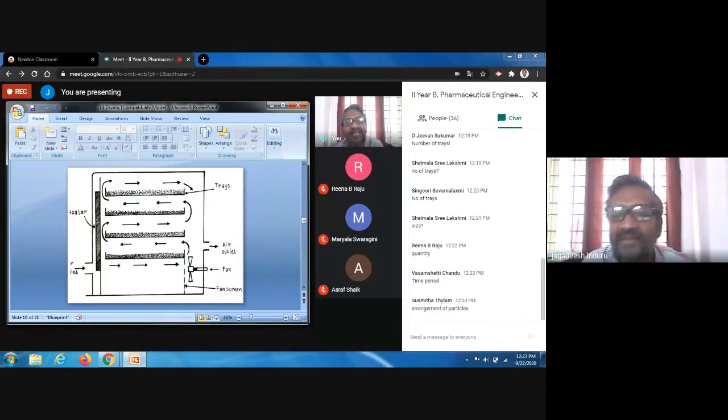It will be getting delayed. Arrangement of the particles, absolutely correct. So the thickness of the bed, the quantity of what Reena has given, will affect the thickness of the bed. Somebody can write it here in the chat box: thickness of the bed. The quantity of the material is linked to the thickness of the bed. The thickness of the bed is also going to affect it.